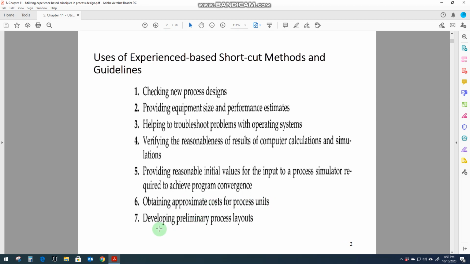Number seven, developing preliminary process layout. It can also help you in developing the preliminary layout and how different equipments can be integrated with one another, and what the input and output structure of the process could be, what the input value of a certain equipment could be, what the output value from a certain equipment such as the reactor could be, and then how you can connect that equipment with other equipments. So these are some of the things that we need to consider when we are making the shortcut methodologies.